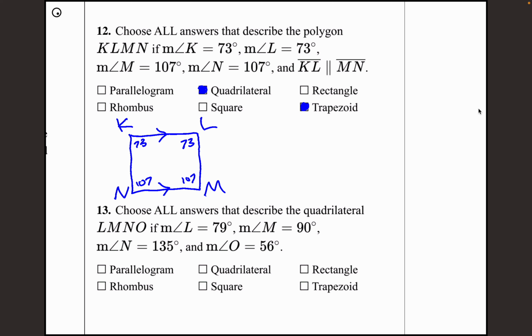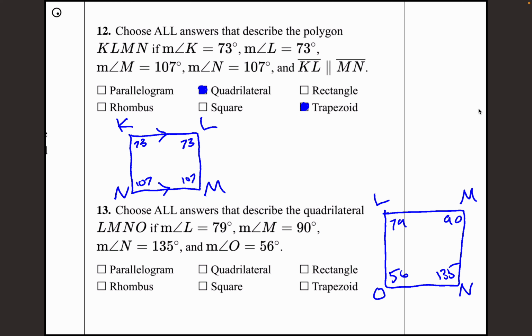Now, 13. It's a quadrilateral. Okay, so all I'm given on this one is angles. Quadrilateral. Is it a parallelogram? Is it rectangle? Rhombus? Square? Trapezoid? So it's just quadrilateral. Okay? How do we feel about this?